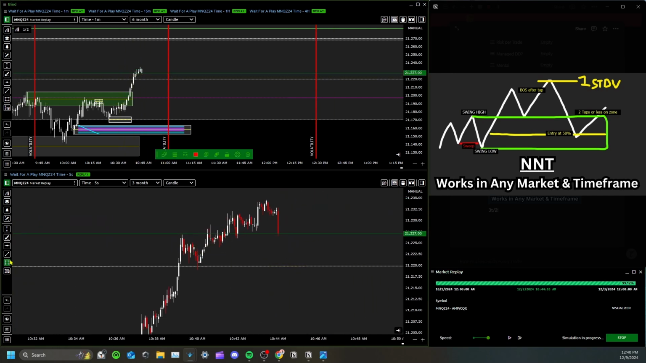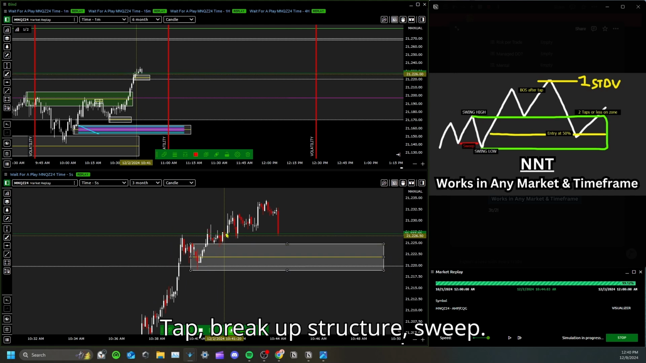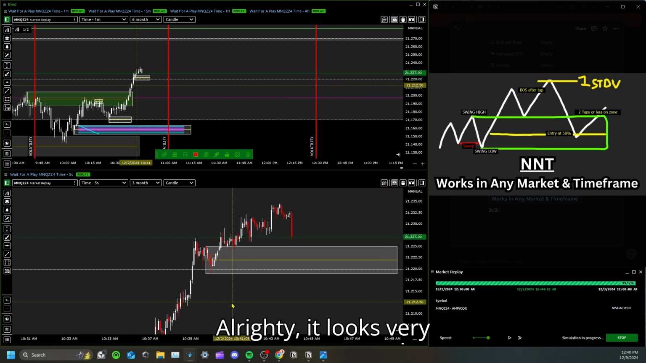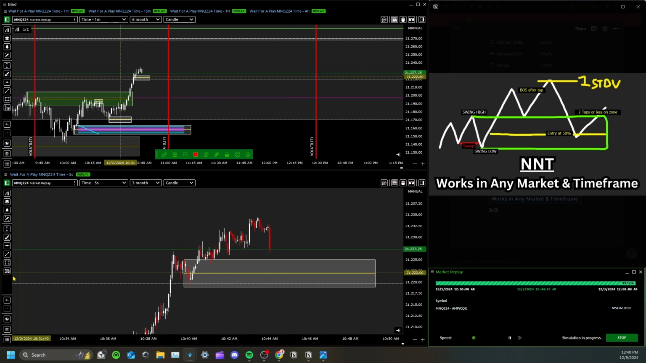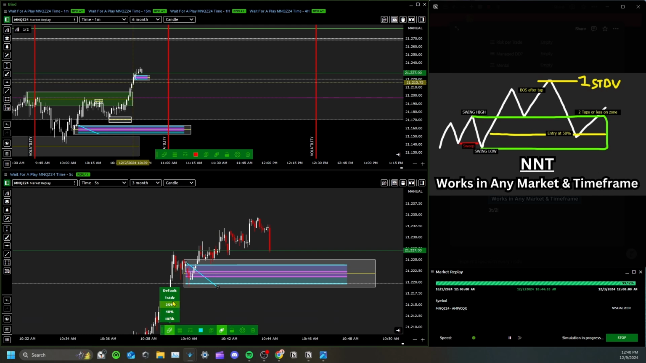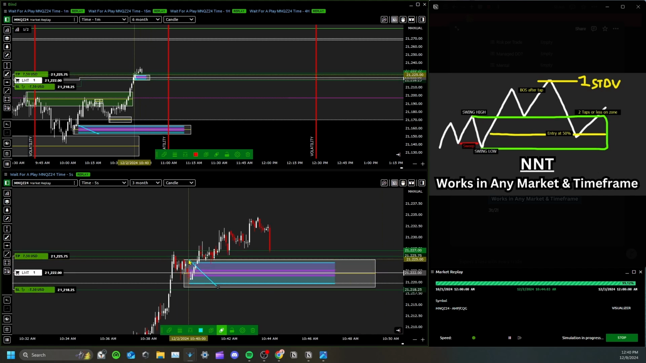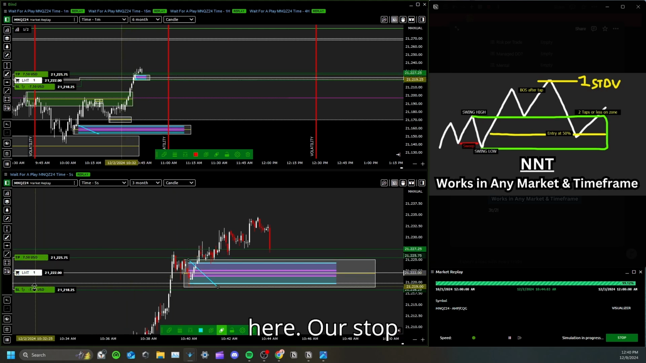I see something right now. Tap, breakup structure, sweep. Alrighty. It looks very weak. Let's slow it down. Let's put our standard deviation. SDV, yep, 40%. Put our order at 50. Let's move this right there. Take profit right here. Our stop one tick below.